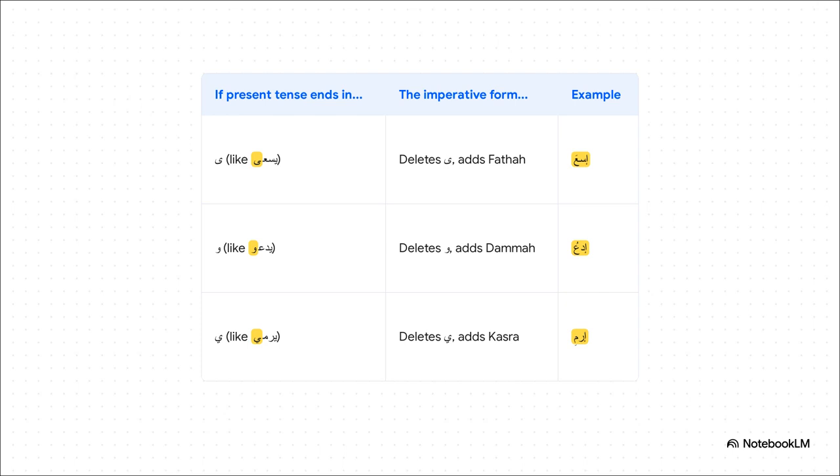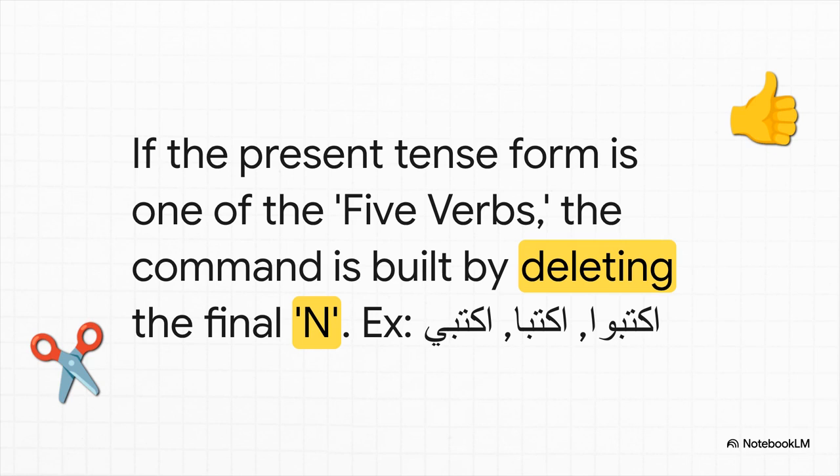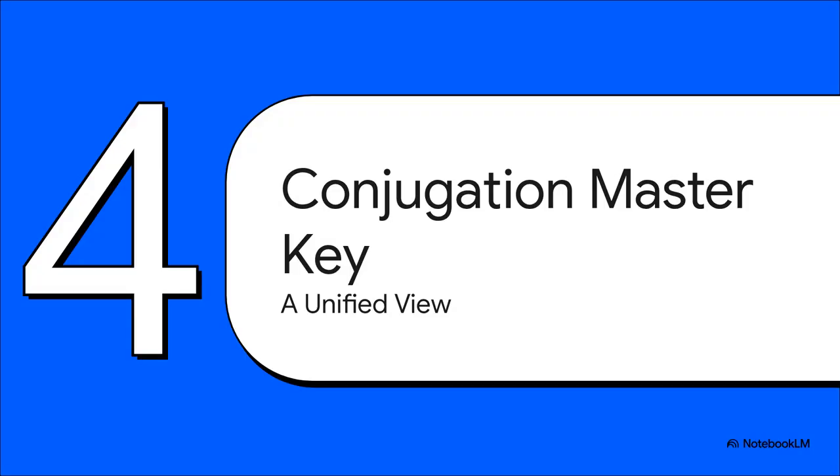It's awesome. And what about those 5 verbs that ended in N? Making a command out of them could not be easier. You literally just delete that final N sound. That's it. It's a one-step process. So a verb like taktubuna becomes a command, uktubu. Just drop the N.